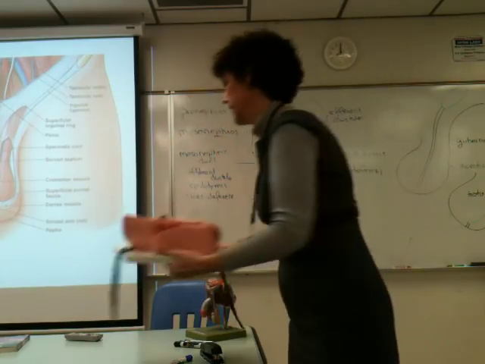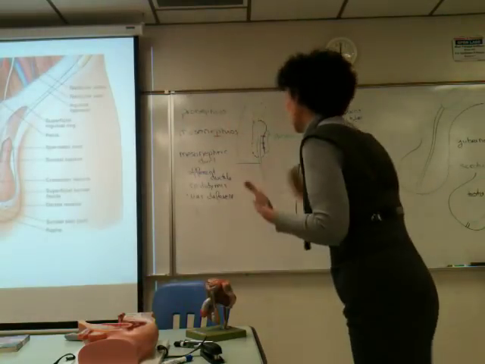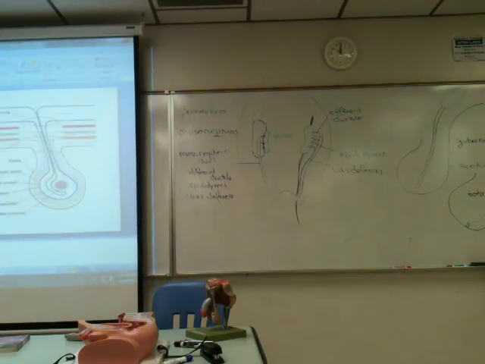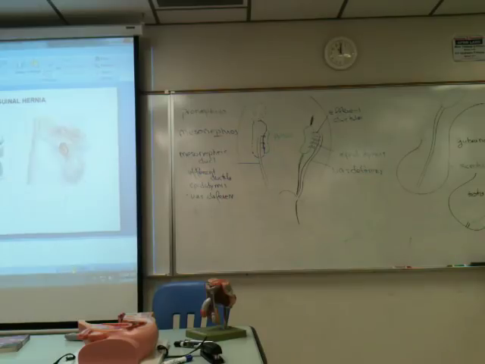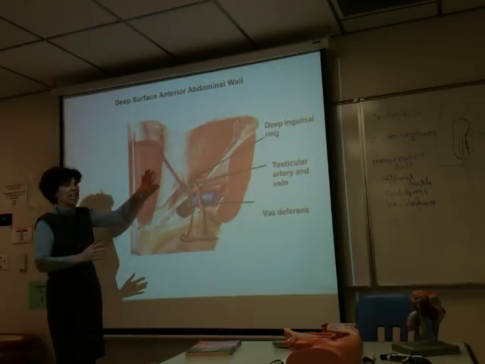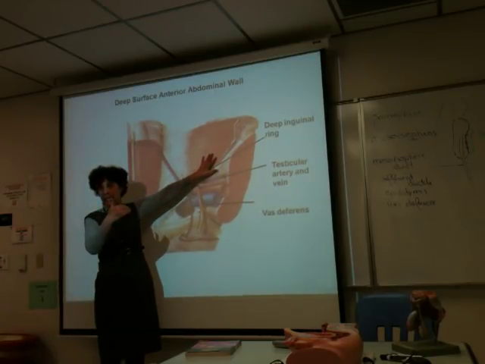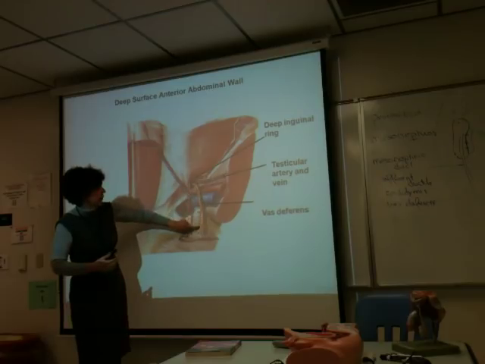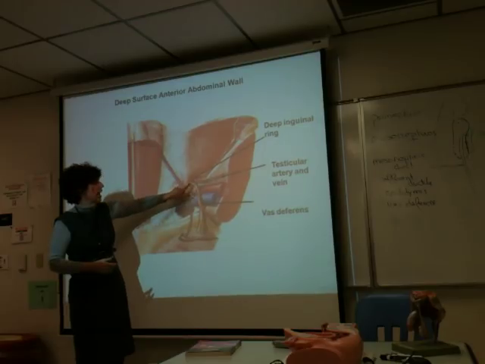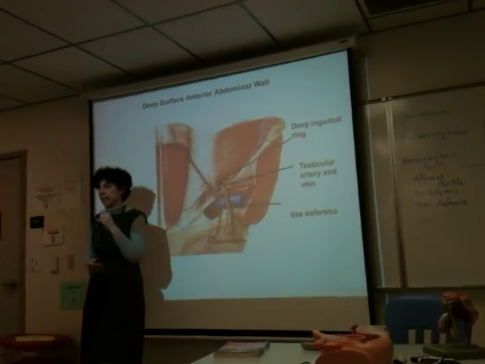The rest of that is covered by skin. So let me move ahead to another image of that deep surface of the anterior abdominal wall. And here we go. So here's the inside of the anterior abdominal cavity. Here's rectus abdominis. Here's transverse abdominis muscle, which is the deepest. And here's the vas deferens, testicular artery and vein disappearing or coming into the cavity. And that opening right there is the deep inguinal ring.